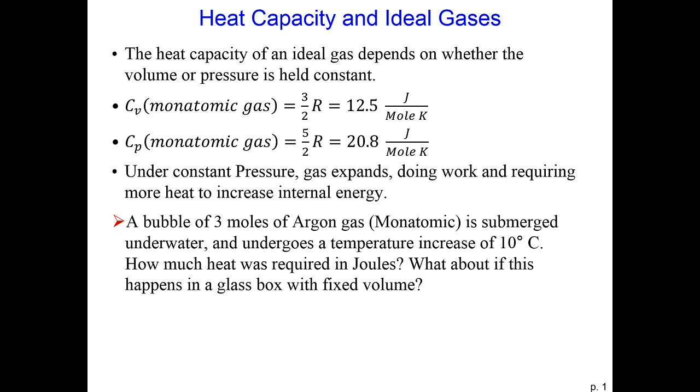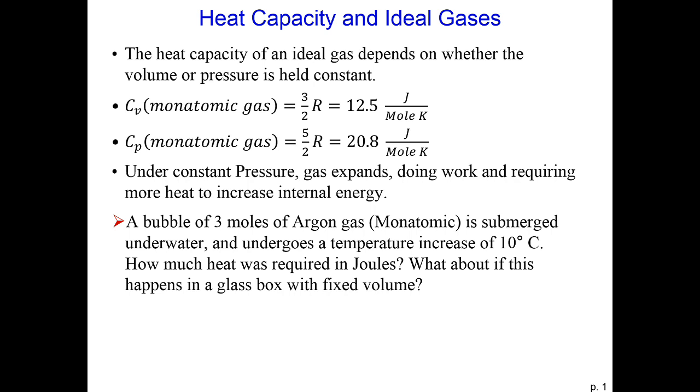Notice we have kept the volume constant. What happens if we keep the pressure constant? Well, then the gas will expand as you heat it. So when that gas expands, it's going to do work on its surroundings, and it's going to lose a little bit of internal energy. So the heat capacity of a gas at constant pressure must be larger than a gas at constant volume because of this work done.